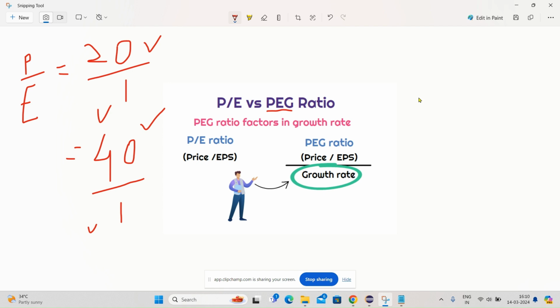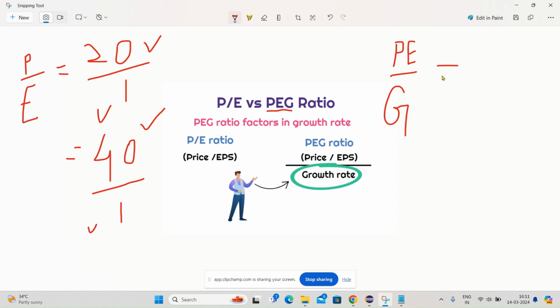Now, what is PEG? PEG is basically PE divided by the growth of the company. If you go to any website for some of the companies, you would be able to get this data, right? What will be the growth percentage of these companies in the next 3 years or 5 years? That kind of percentage you would be able to get from some of the financial websites, like Yahoo Finance, or there are a lot of websites available.